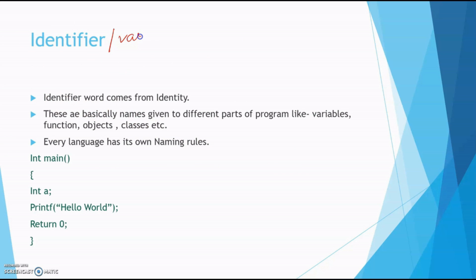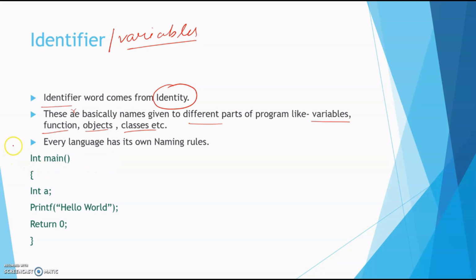Now come to the identifier. Identifier is also known as variable. The word identifier comes from identity. Identity means pehchan. These are basically names given to different parts of a program, like variable names, function names, object names, class names, etc. Every language has its own naming rule. If we talk about C, C++, Java, Python, each and every language has its own naming rule.